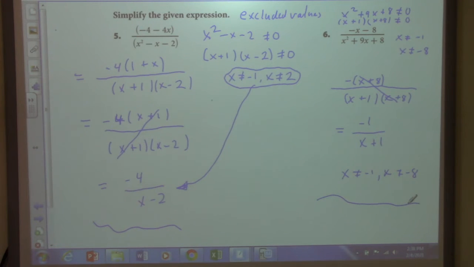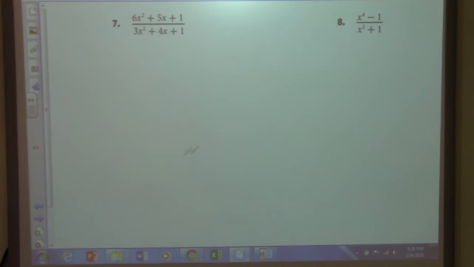Okay, next one. So many numbers. You could just distribute them. Cancel them all. Now, okay, next. Number 7 takes us to, we're going to simplify this, same type of problem. And this one here, the factoring is a little more complex.